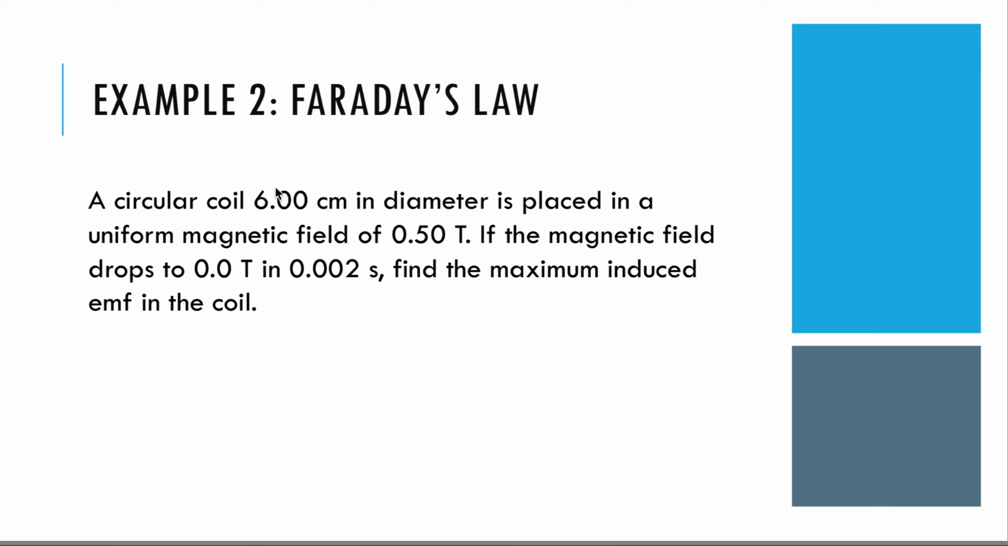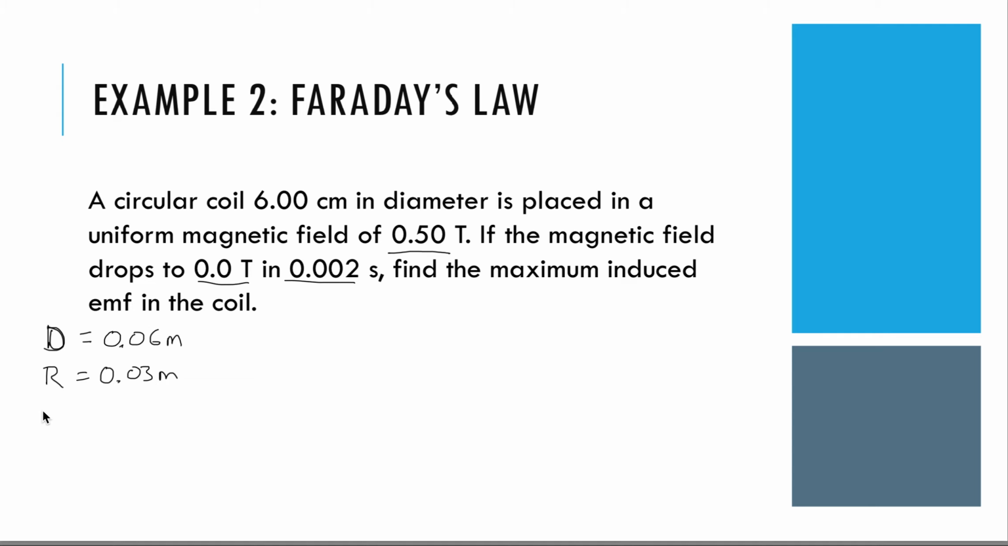Let's do an example of Faraday's law. We have a coil which is 6 centimeters in diameter placed in a field. Does that mean that there's a current induced? Well, only if there's a change in flux, and in this case the field is changing. So if the field is changing, then that will change the flux. Let's take a look, write down our givens. So we're given the diameter of the loop, 6 centimeters, or 0.06 meters. Let's find the radius, which is half of that, so 0.03 meters.